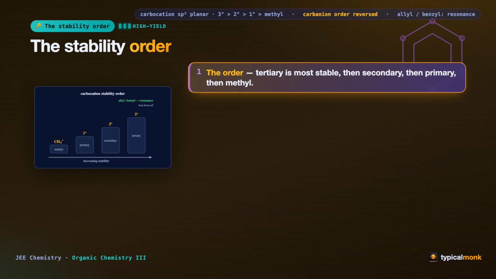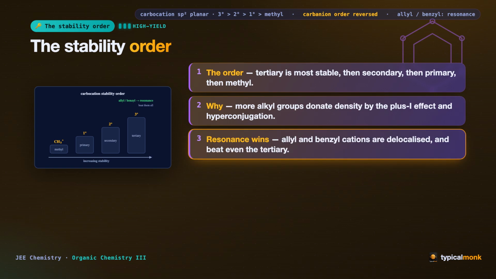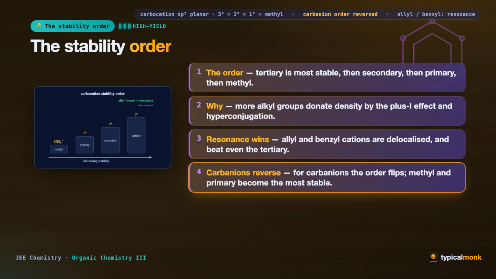Now look at the picture. The stability staircase. The order: tertiary is the most stable, then secondary, then primary, and methyl is the least. Why? More alkyl groups donate density by the plus I effect and by hyperconjugation. Resonance wins. Allyl and benzyl cations are delocalized and beat even the tertiary. Carbanions reverse. For carbanions, the order flips. Methyl and primary become the most stable.